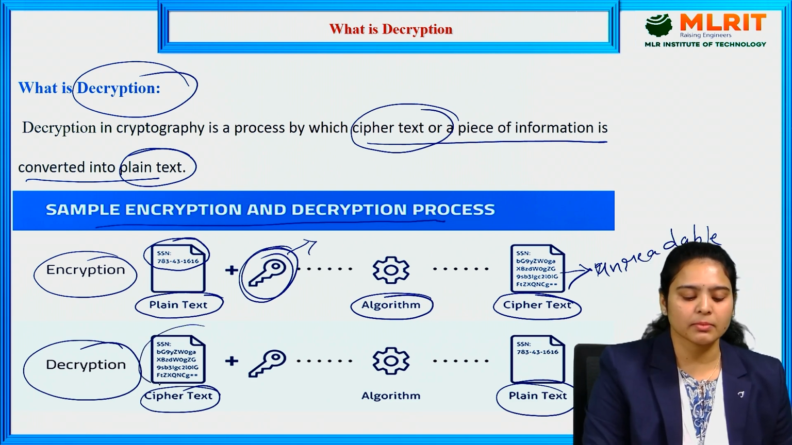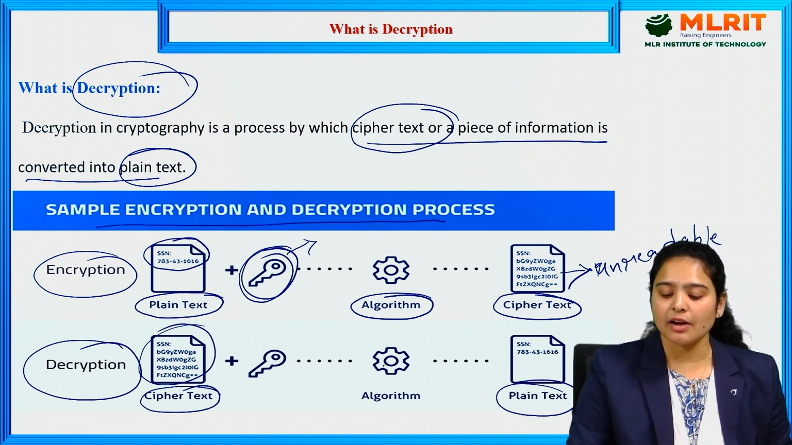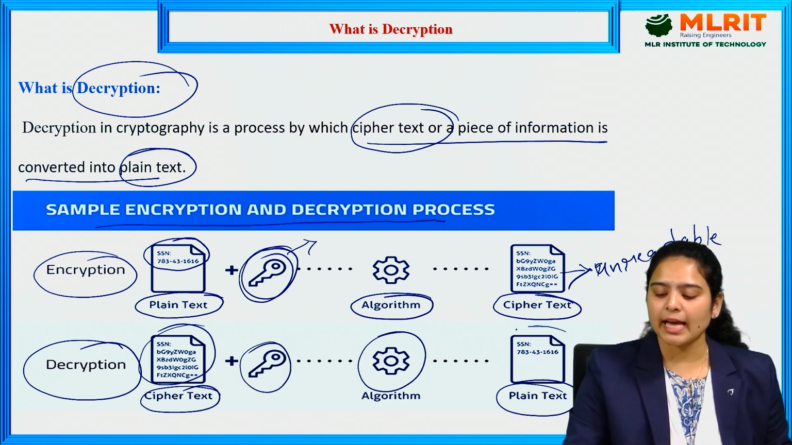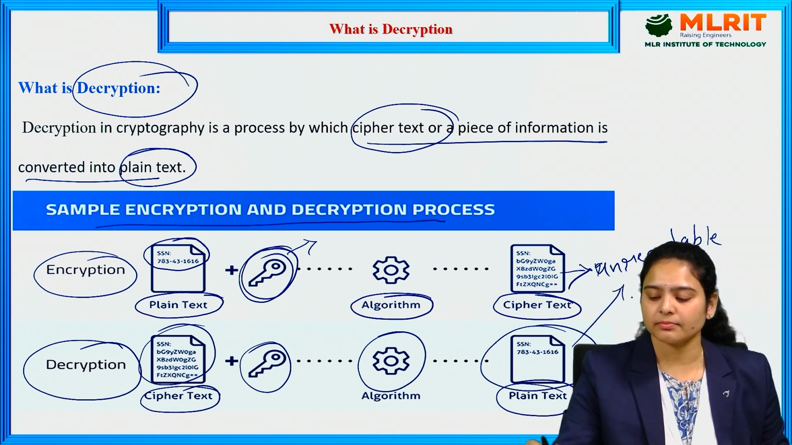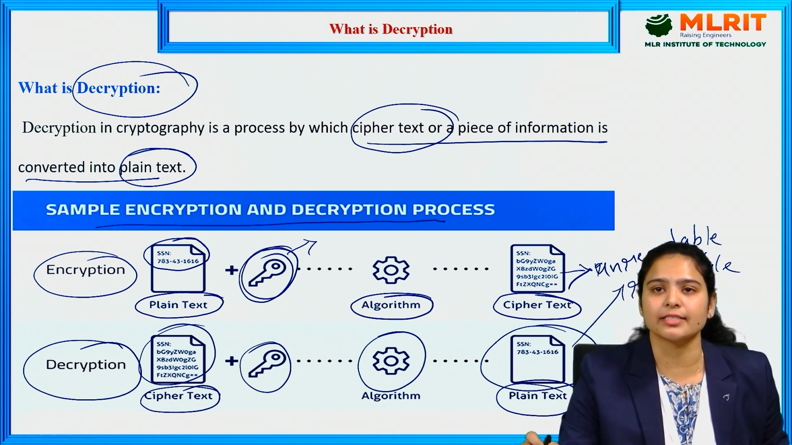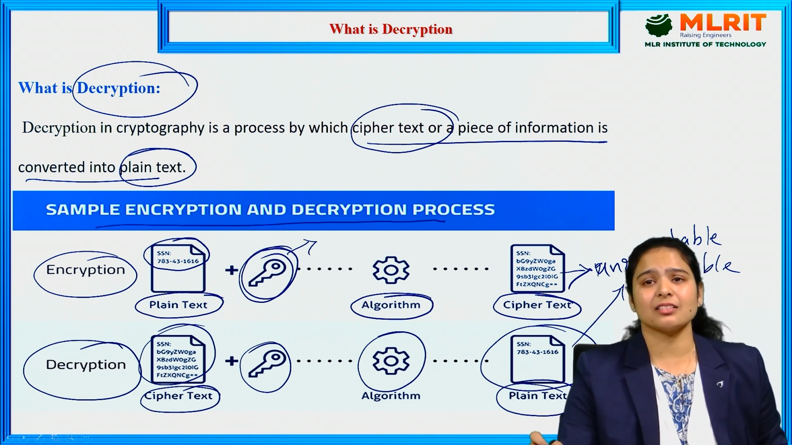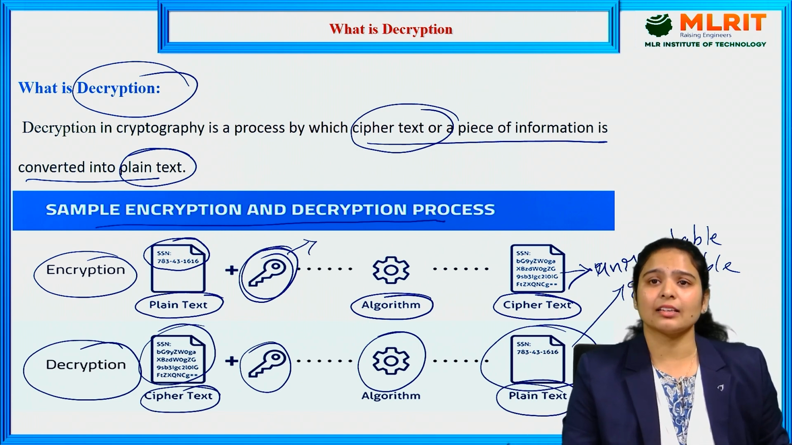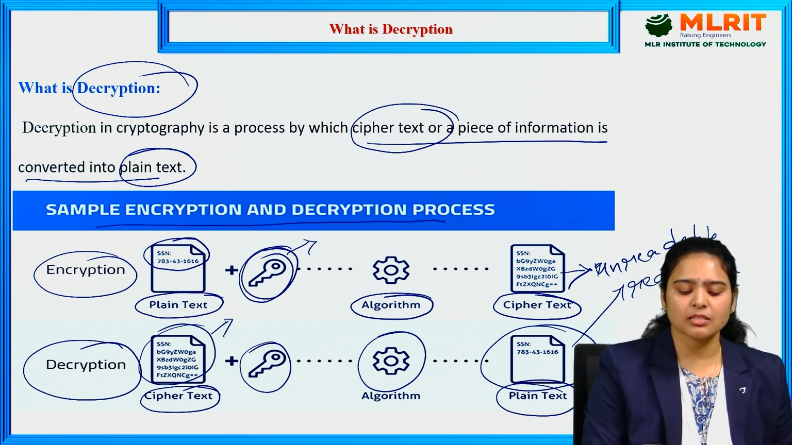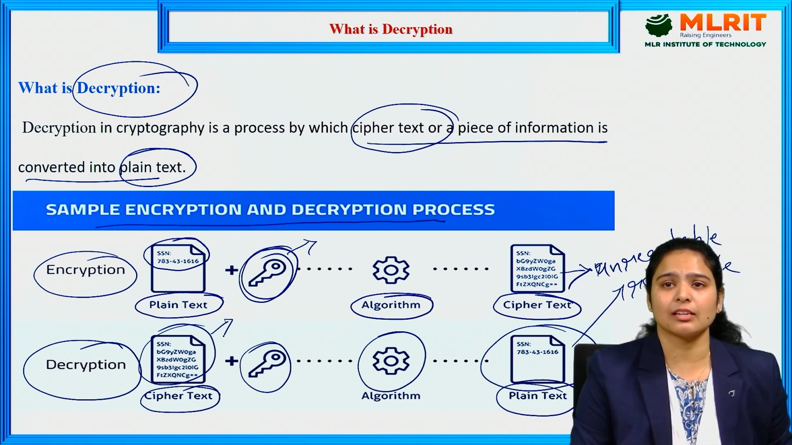So this is an unreadable message. Again, after the conversion by using the key and algorithm, we get a readable format, which means users can read the message easily. Readable means hackers can hack easily. Unreadable formats, hackers cannot hack easily, whether it is data or any other information.